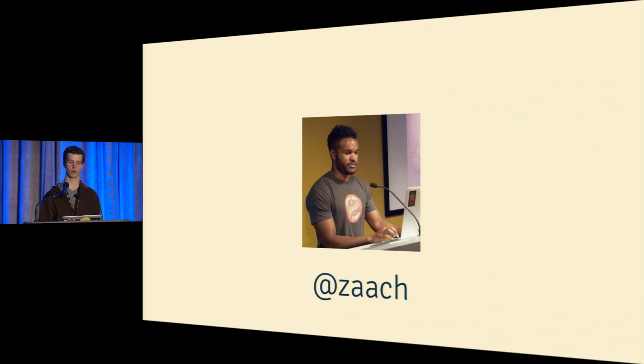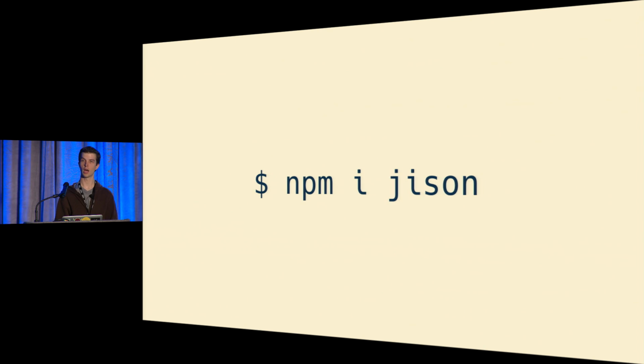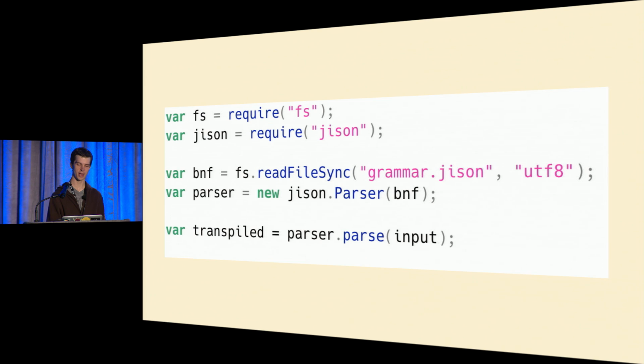Jison was created by Zach Carter. He works at Mozilla, and he created and maintains Jison. He wrote it for a compilers class a couple of years ago, and it's actually the same tool that the CoffeeScript project uses for its compilation step. If you're familiar with NPM, you can simply install it as any other node package.